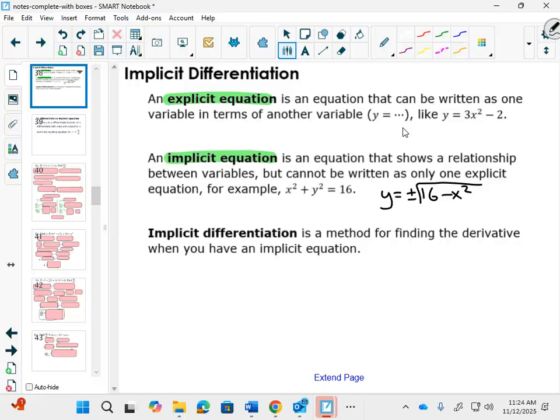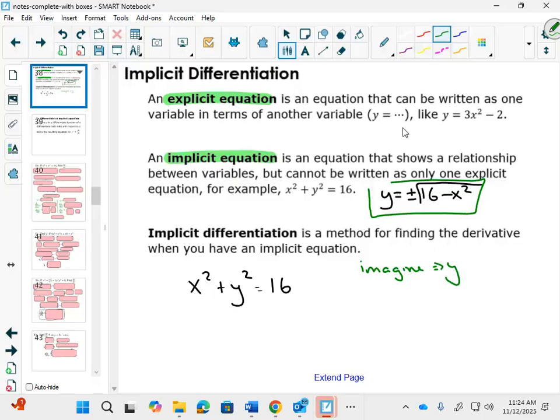I'm biased. I like my method even better. But this is what we're going to do for figuring out implicit differentiation. You have x squared plus y squared equals 16. And you're going to imagine you could do exactly what we did here. But sometimes we won't be able to. But you're going to imagine it's possible to get y by itself, even if you can't. Okay?